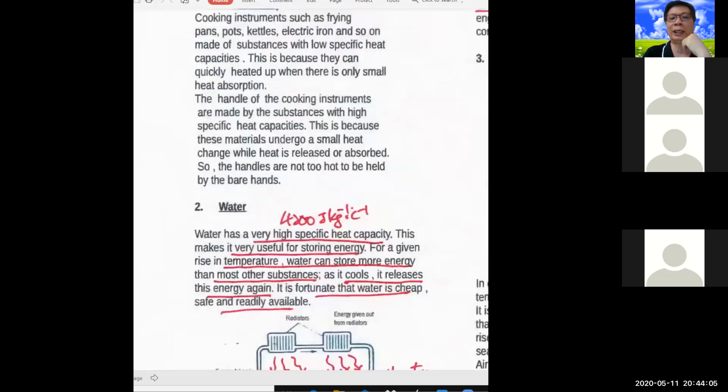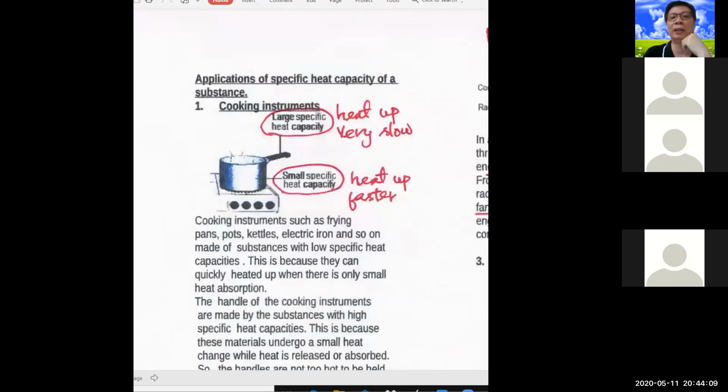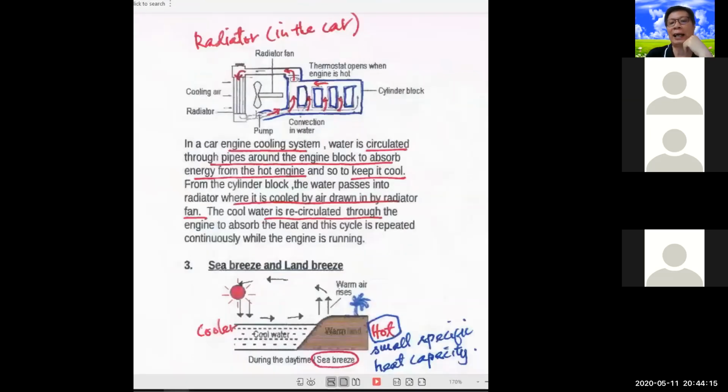Okay, another one you learn is the radiator in a car. Okay, can you remember or not? Yeah, you see in the car, inside the car also we use water to circulate the engine. You see here? The water is pumped through the engine to absorb the heat, to cool down the temperature of the hot engine, correct or not?